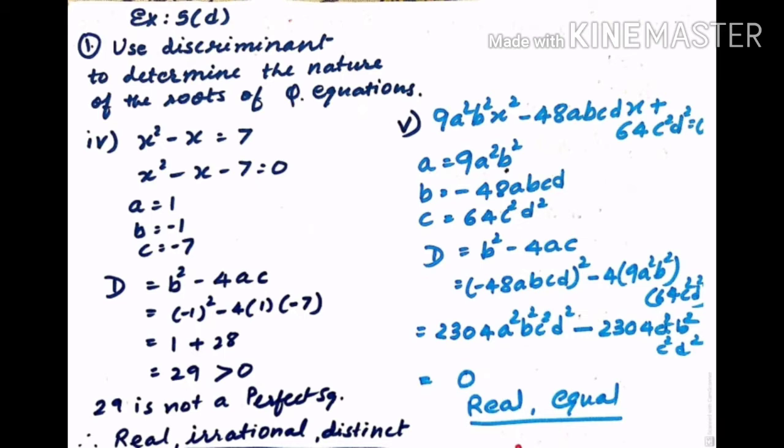Let us move on to number 5 of the first question: 9a²b²x² − 48abcdx + 64c²d² = 0. This is the form you are given.